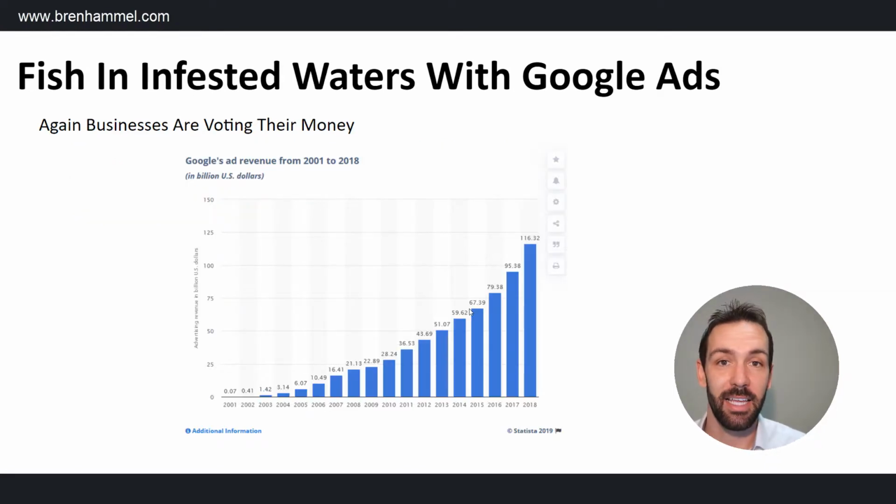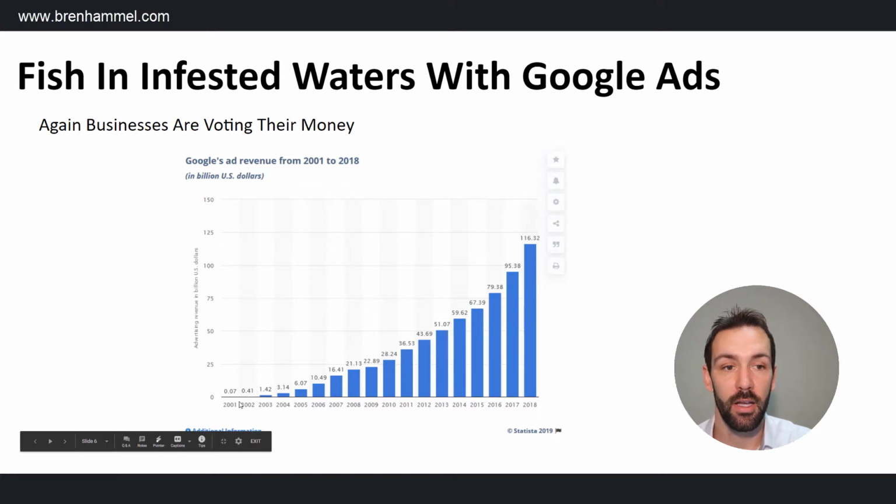Now, the next tactic is Google Ads. Google Ads is just like Facebook. They are crushing it in terms of revenue. And the reason why is people are putting their money where their mouth is. They're backing Google Ads because the damn thing works. It's been working since 2001. This is the revenue just from Google Ads from 2001 to 2018.